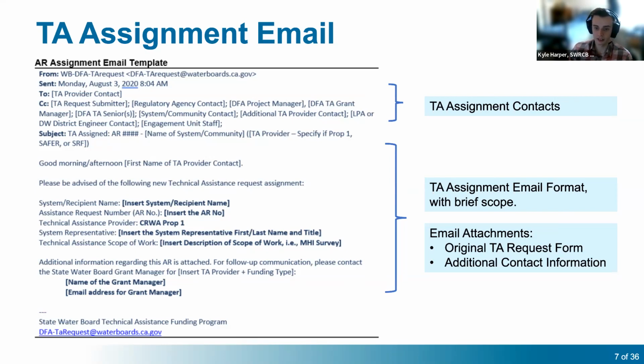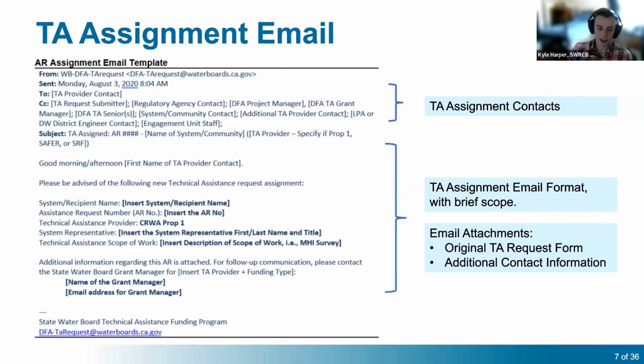I also just want to point out that the TA provider name and which agreement we are assigning this request to is also stated in the email subject line. We also point out the system contact name and include a brief summary of the scope of work. Then at the bottom of the email, we also usually include the TA grant manager's name and email address.